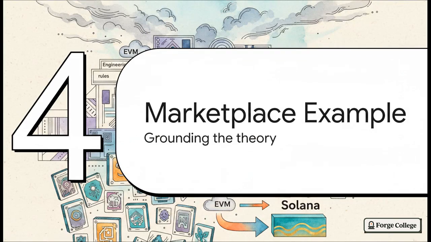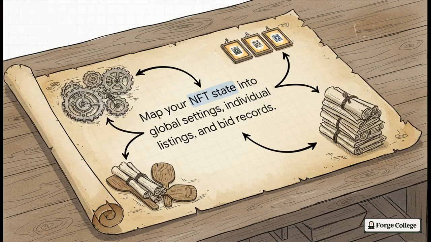Let's make this concrete with Phase 4, the marketplace example. Time to ground theory. Let's step out of the clouds for a second and anchor all these abstract engineering rules. Looking back at that surface map we created in the previous lesson, we identified 3 major state buckets for a Web3 NFT marketplace. You've got the global settings object, the individual per listing structs, and the per bid records. We have to map these over to Solana.